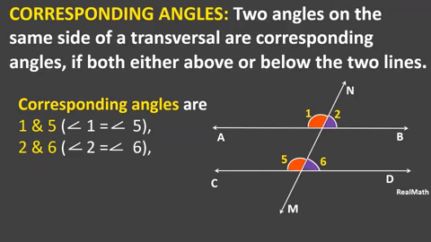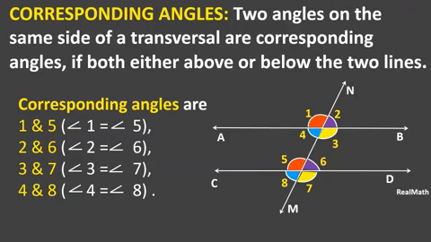Now angle 3 and 7. It is on the same side of the transversal and it is below the parallel lines. 3 and angle 7 are equal. And the last pair is angle 4 and angle 8. And angle 4 is equal to angle 8.